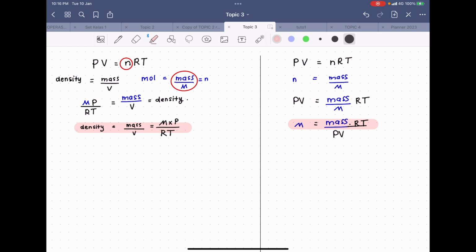I hope this short video gives you a very clear indication on how to calculate density and molar mass, and I hope you can apply this and do your exercises more easily.